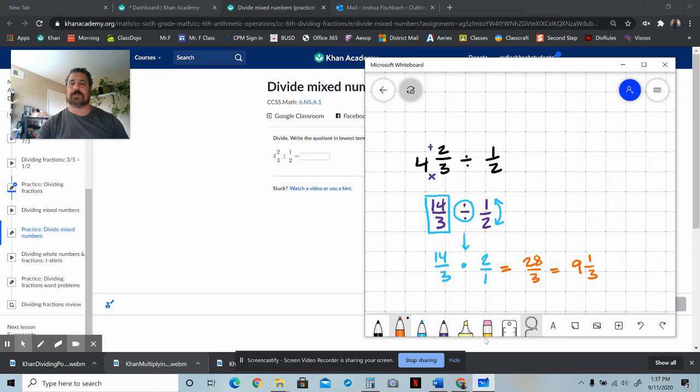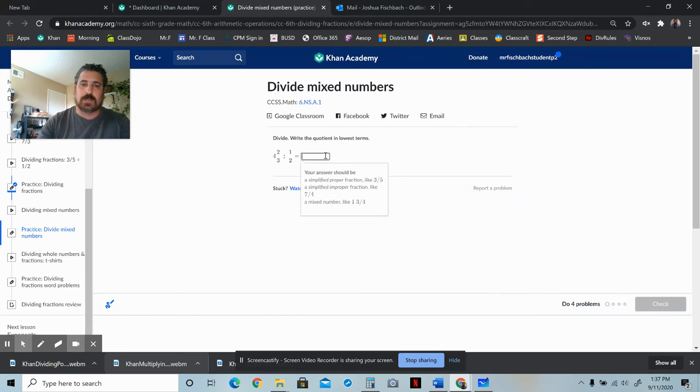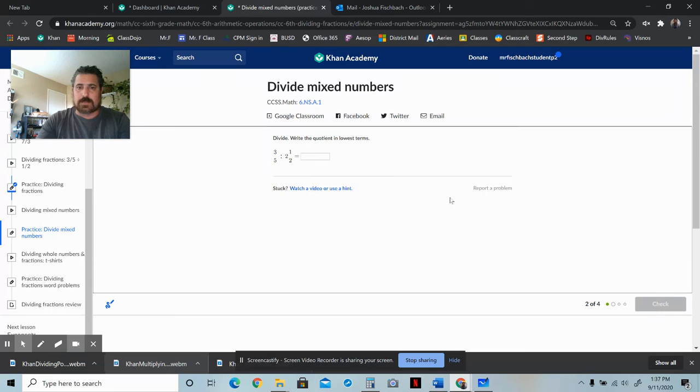And let's put it in. So the way you put it into the computer here is you put 9 space 1/3, and there you go. Okay. Remember, dividing by 1/2 is the same as timesing by 2. So double 4 2/3 is what? 9 1/3. Let's take a look at the next one.